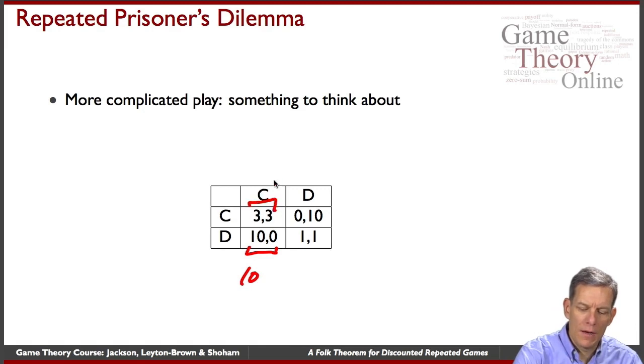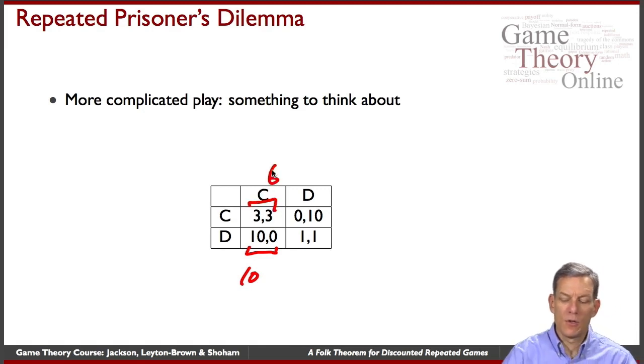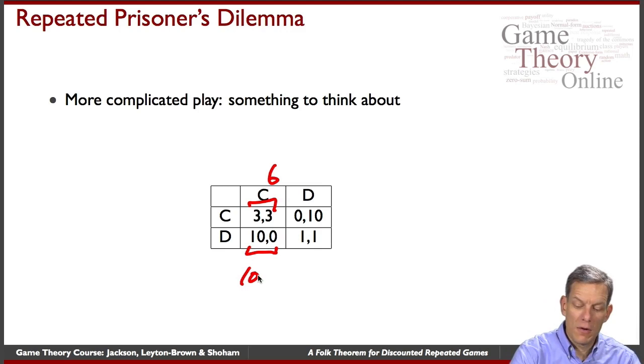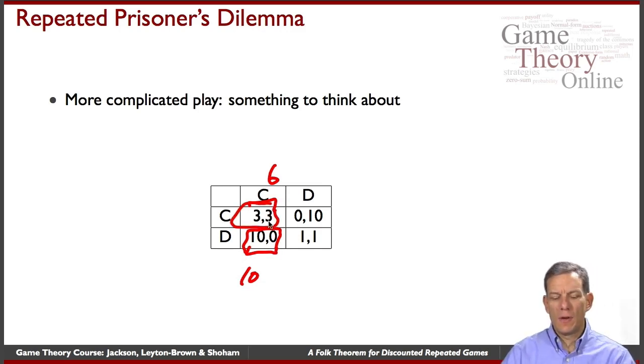If they cooperate, they're only getting 6 in total. So here, actually playing this makes one of the players really well off. If they played this in perpetuity, they get 3-3. Suppose they try and do the following.